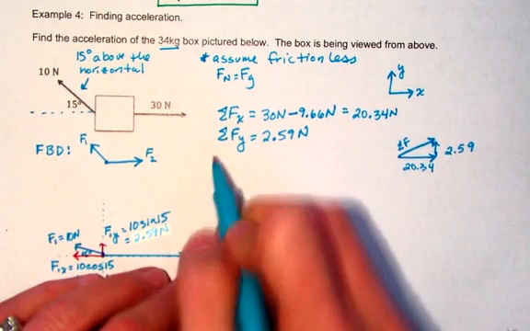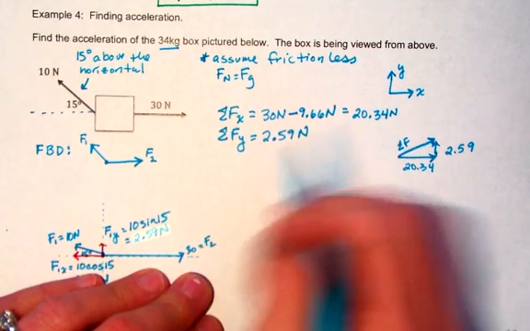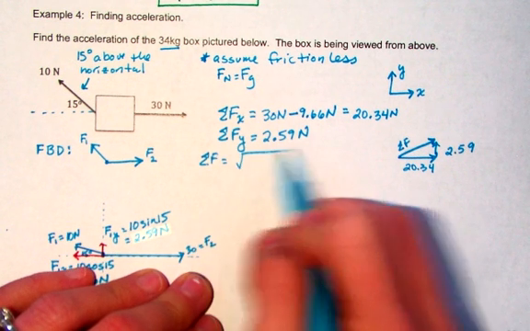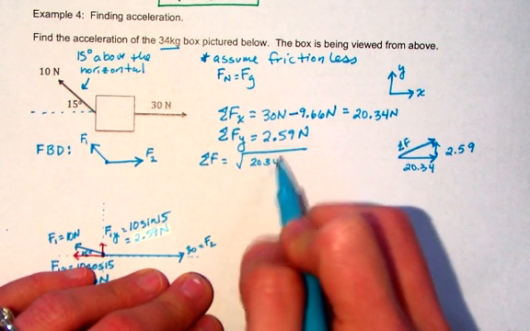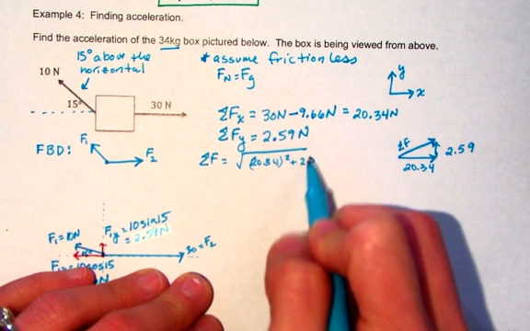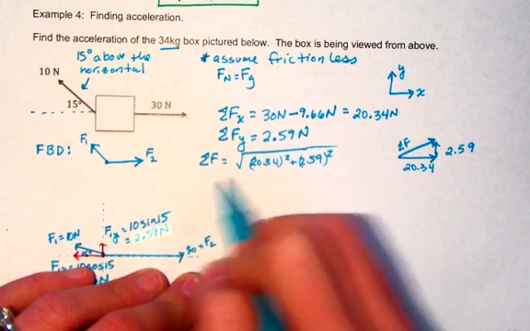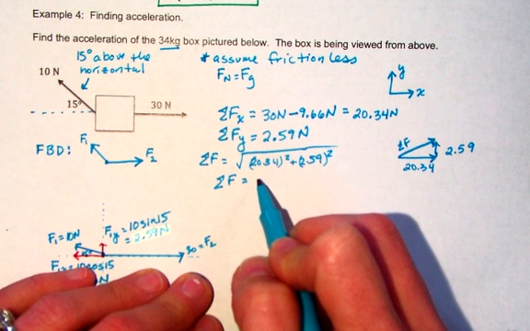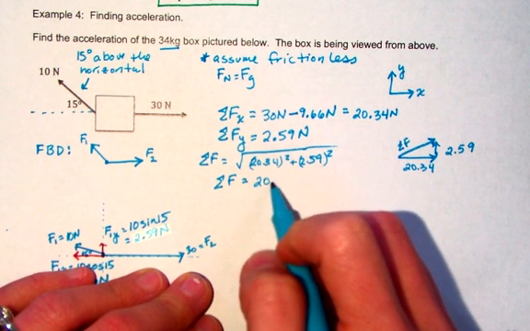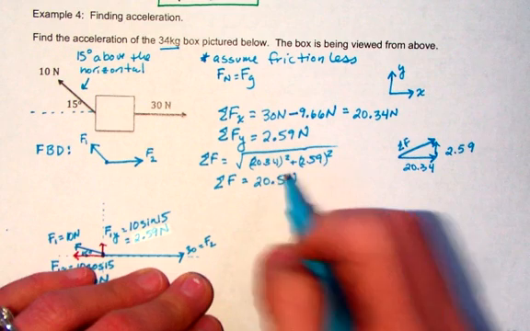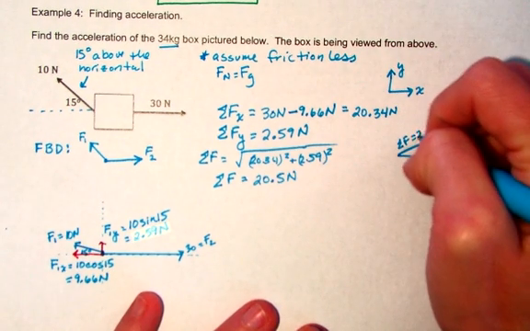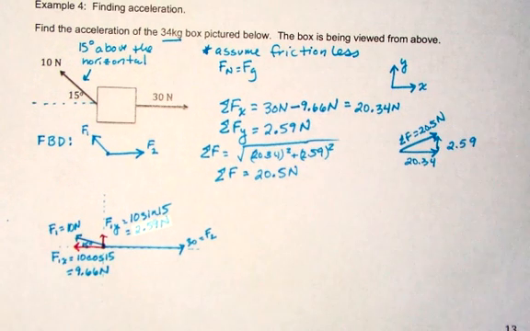So the value here is going to come from the Pythagorean theorem of my two vectors. So I know that the net force is going to be the square root of 20.34 squared plus 2.59 quantity squared. And so the net force is equal to 20.5 newtons. Okay, so I have the resultant vector.